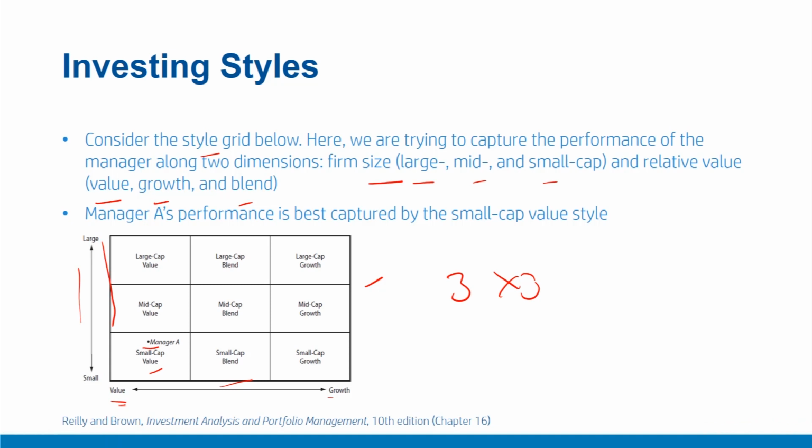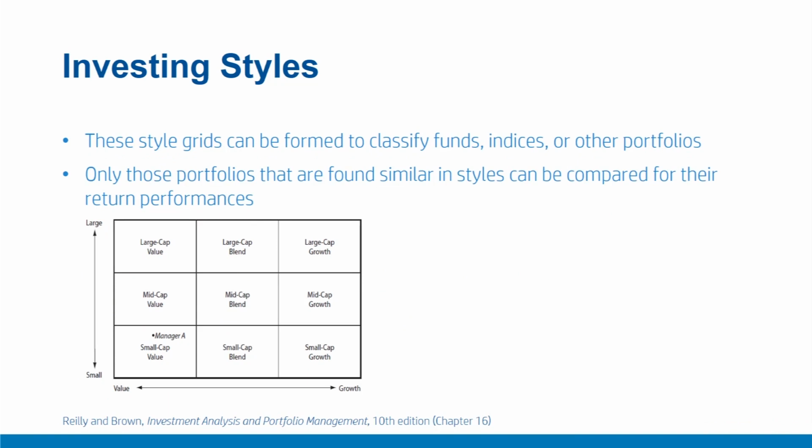Now, in order to compute or analyze the performance and compare the performances of different managers, it is a necessary requirement that they should lie in a given cell. Only those managers that fall in a particular cell, their performance can be compared, because in that case only we would say that they follow similar styles. Therefore, for example, manager A follows small cap value style, and therefore all those managers that only follow small cap value style, their performances can be compared with that of manager A. This kind of style grid analysis is often employed to classify funds, indices, and various other portfolios, so that once they are classified and aggregated into different buckets, their performances can be compared to each other.